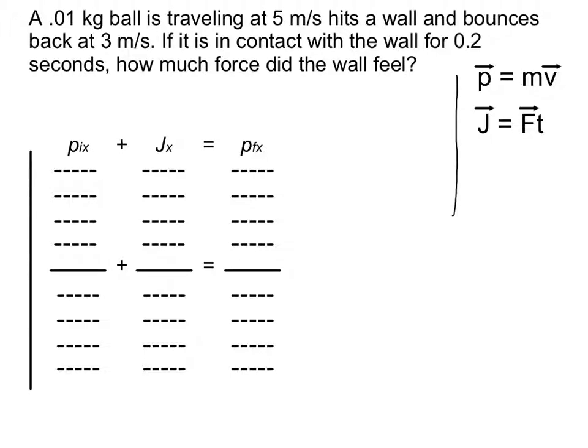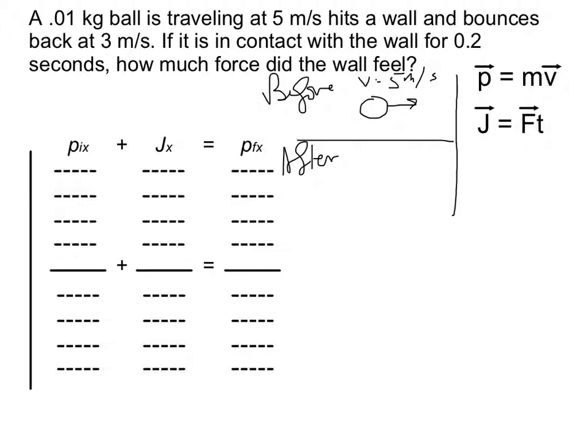Here's the wall. Before, the ball is going towards the wall with a velocity of 5 meters per second. After, the ball is moving away from the wall with a velocity of -3 meters per second. It is negative because now the ball is moving to the left, and with momentum, when you have anything that is a vector, negative just means the opposite direction than what we consider positive. So negative means it is moving down or to the left.